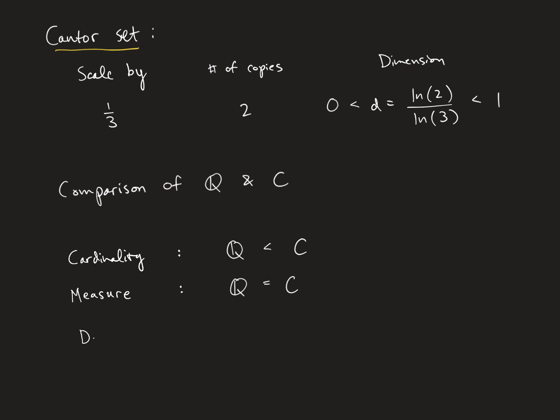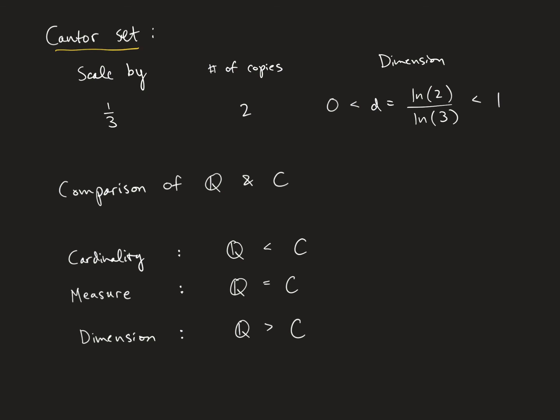Whereas as far as dimension goes, the rationals are going to be very much like a line. So if you take, say, the rationals in 0, 1, and you scale that by 1/3, you're going to get all of the rationals in the interval from 0 to 1/3, and then you just need to shift that 3 times to get the original back. And so the dimension of Q is going to be greater than the Cantor set C.